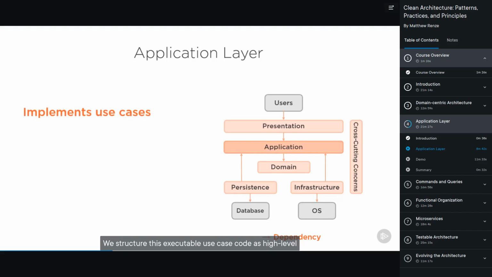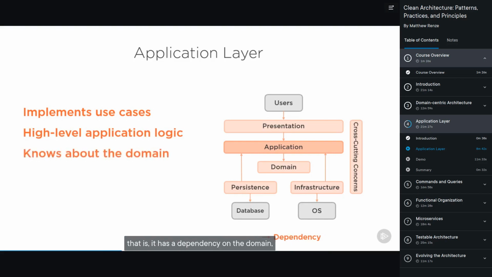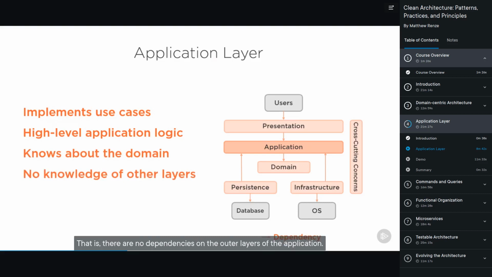We structure this executable use case code as high-level representations of application logic. For example, we might have a query that searches for a product for a customer, or a command that adds a product to their shopping cart. The application layer knows about the domain layer, that is, it has a dependency on the domain, but it does not know about the presentation, persistence, or infrastructure layers. That is, there are no dependencies on the outer layers of the application.